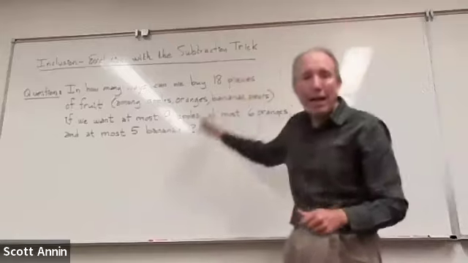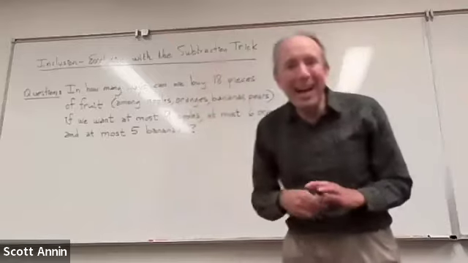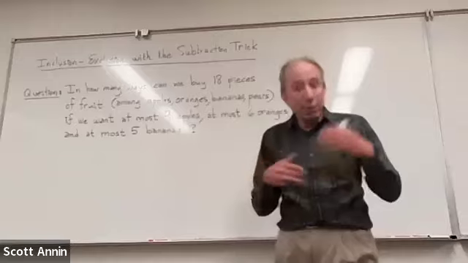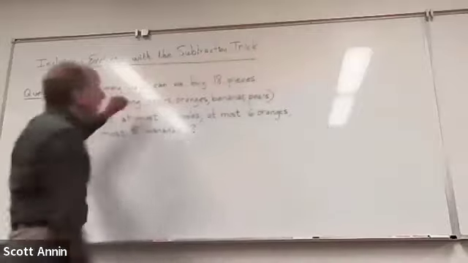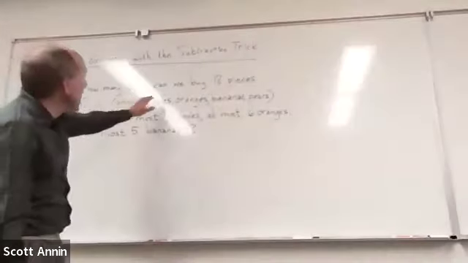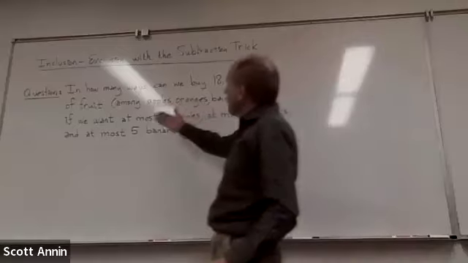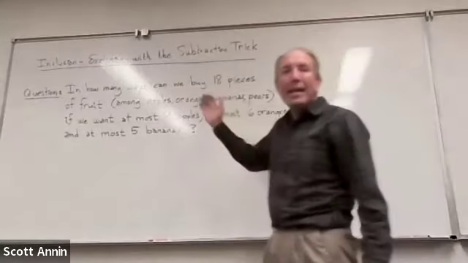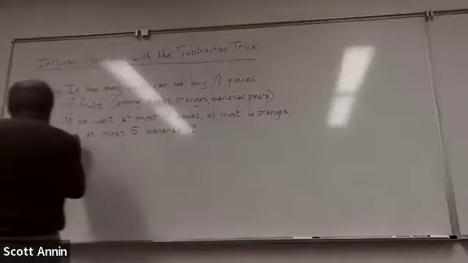And I'm going to read this example out loud, especially because I don't want you to be confused by the glare that is maybe hiding some of the words here. I'll read this aloud with you, and then we'll talk about how to use the inclusion-exclusion principle together with the subtraction trick. In how many ways can we buy 18 pieces of fruit? And I'm going to look at apples, oranges, bananas, and pears. And the constraint is that we want to buy at most 9 apples, at most 6 oranges, and at most 5 bananas.